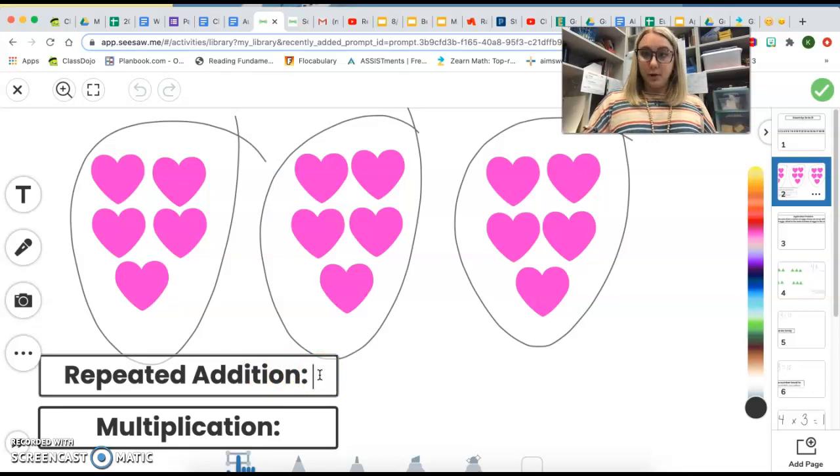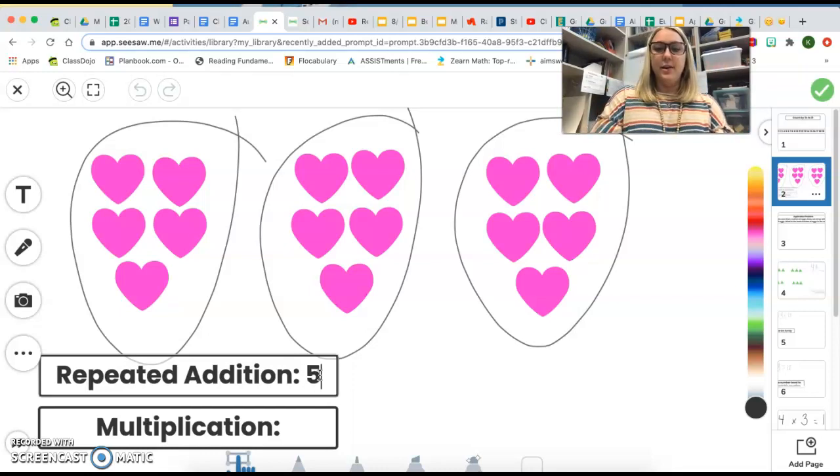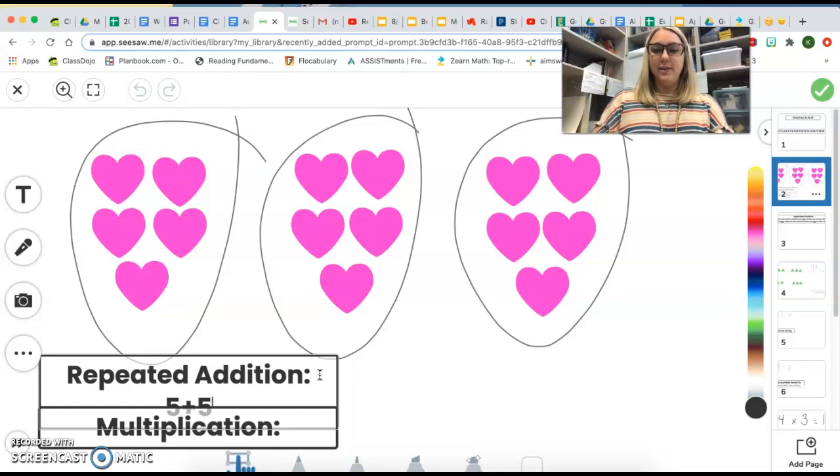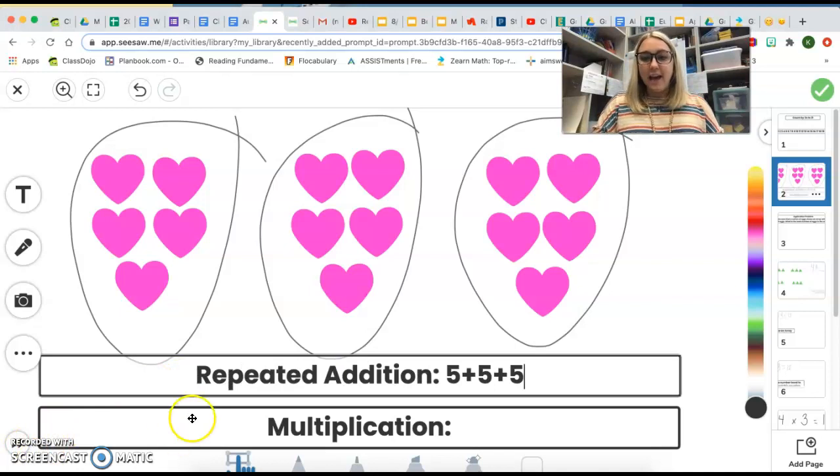So I'm going to write a repeated addition problem to represent that. I have 3 groups of 5, right? Or I have 3 5s. So I'm going to say 5 plus 5 plus 5. Make this bigger so you can see it. Okay, there we go. So I have 5 plus 5 plus 5. And then I count by 5 3 times. 5, 10, 15 is my answer.